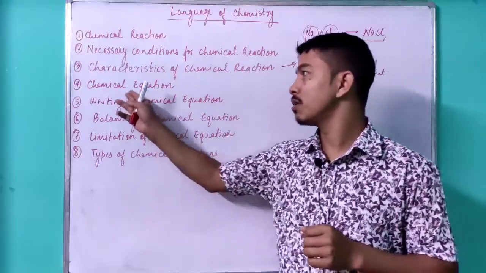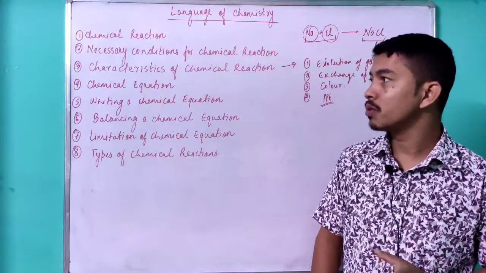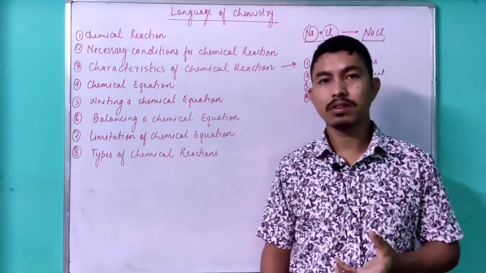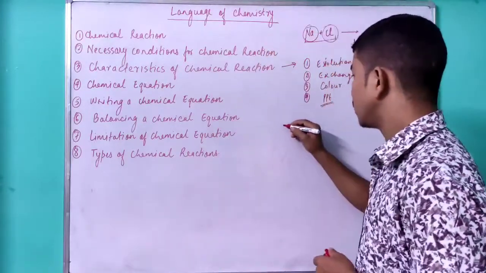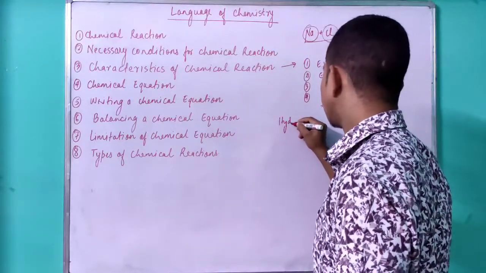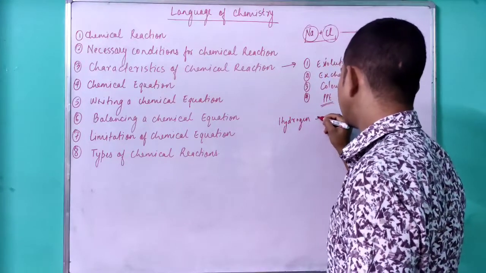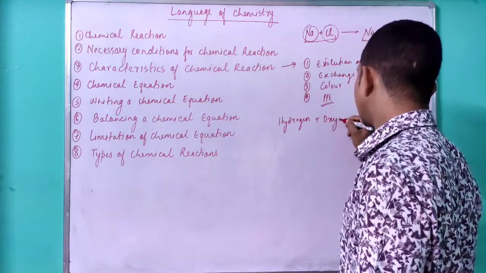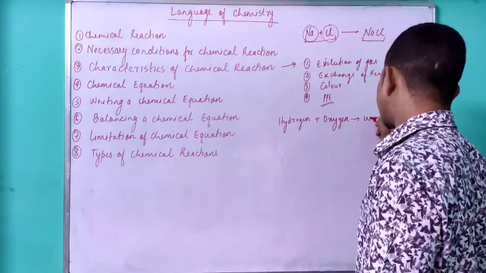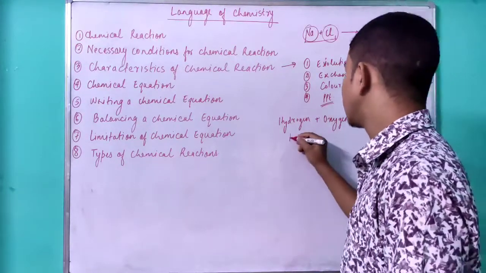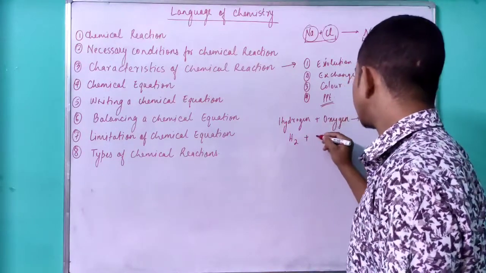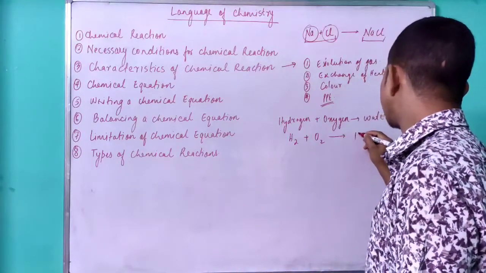Next topic, that is the chemical equation. Now what is a chemical equation? The chemical equation is the symbolic representation of a chemical reaction. Like if I say hydrogen reacts with oxygen to give water, then if I write it in terms of a symbolic representation, hydrogen reacts with oxygen to produce water.